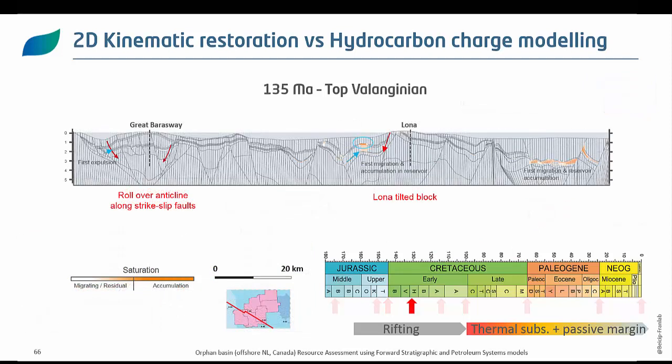So now I'm moving up to top Valanginian. Obviously the extension, the rifting, is continuing. On the Great Barras Way flanks, you can see that now, due to strike-slip motions, the flanks of the structure are collapsing, and the depocenter is transforming into an actual trap. On the side of the flank here, the first expulsion of organic matter happens. Migration also happens on the western side of the Lona structure as the block continues to rotate.